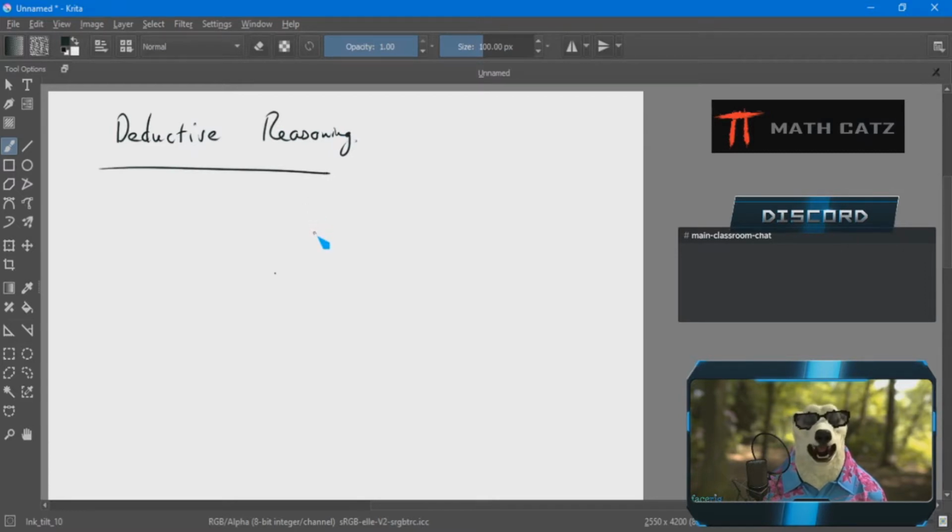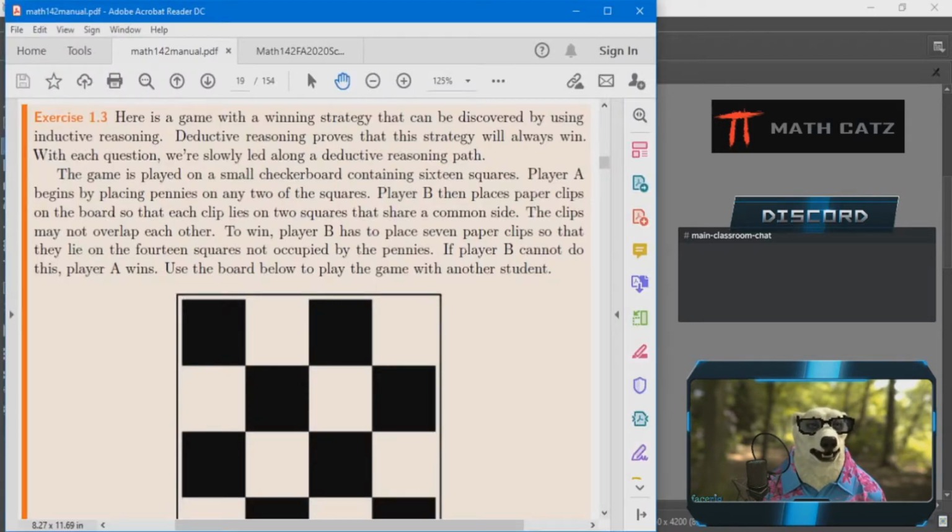So, deductive reasoning now has the goal to present an argument where at the end I am 100% certain of my conclusion, and there's no doubt. And as such, I can't rely on specific examples. But let's cross over from inductive reasoning to deductive reasoning by looking at our first example, and they're called exercises in the book. So we just have a little game to illustrate the concepts.